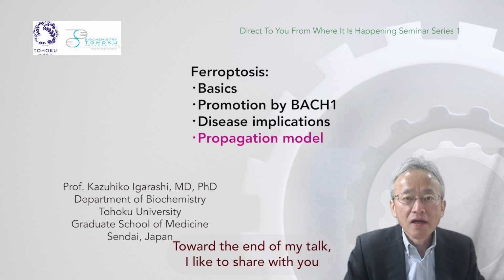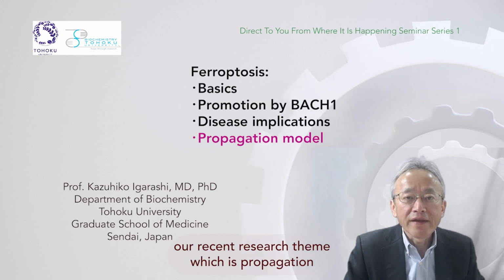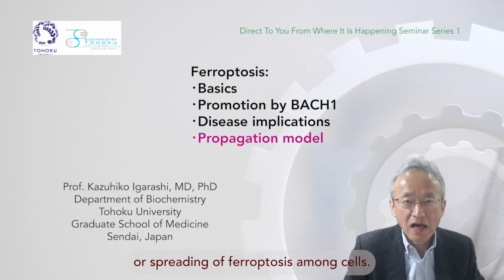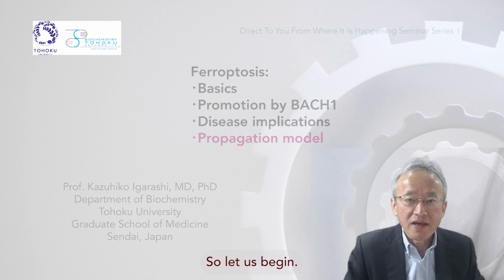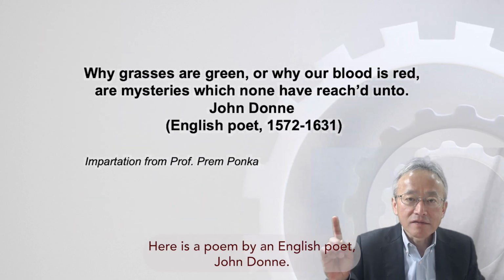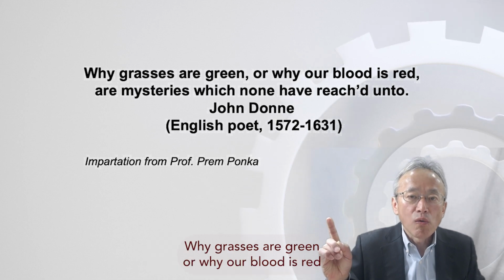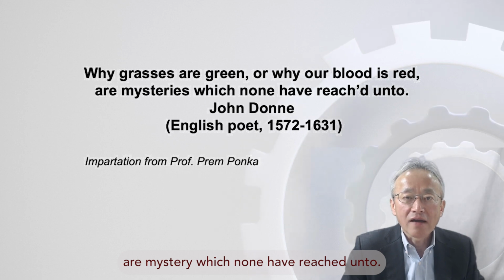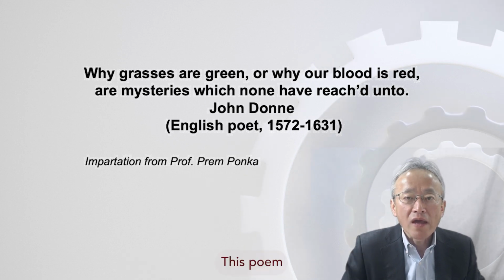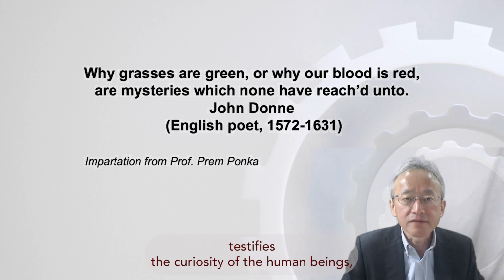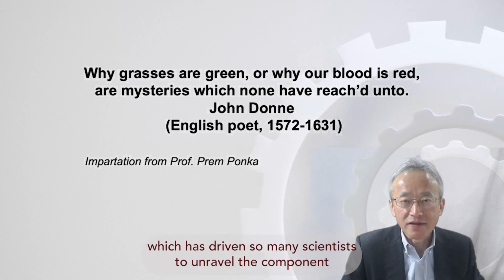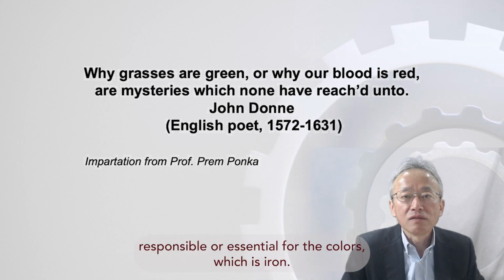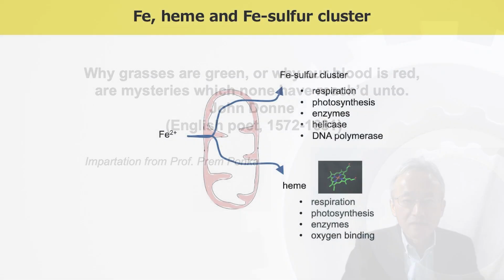Toward the end of my talk, I'd like to share with you our recent research theme, which is propagation or spreading of ferroptosis among cells. So let us begin. Here is a poem by an English poet, John Donne. Why grasses are green or why our blood is red are mysteries which none have reached unto. This poem testifies the curiosity of the human beings, which has driven so many scientists to unravel the component responsible or essential for the colors, which is iron.